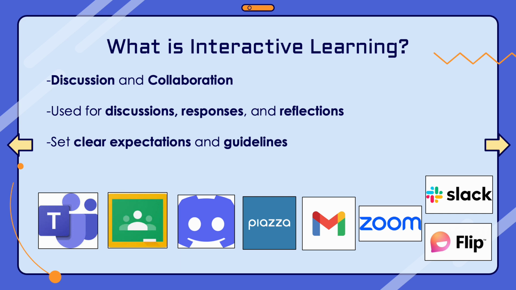Some ways you can encourage high-quality responses are by modeling an appropriate response yourself, providing required word counts, encouraging students to ask questions, and demonstrating how to appropriately elaborate on ideas from others. Some platforms you can use for this strategy are Slack, Piazza, Flipgrid, Google Classroom, Microsoft Teams, email, Discord, and Zoom.